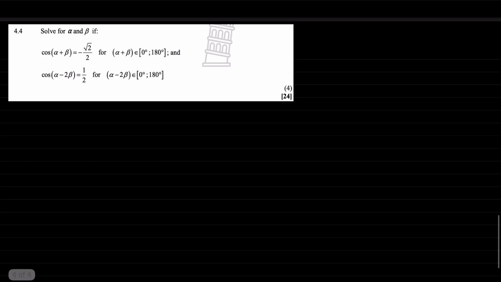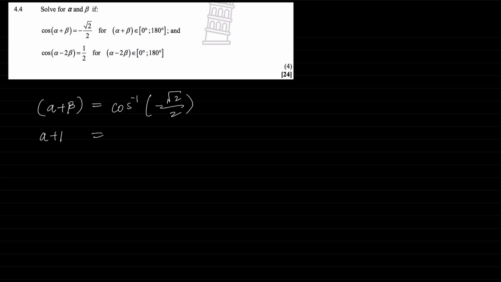Okay, let's move on. Question 4.4. Solve for alpha and beta if. Now, what we can do here, we've been given this. So let's deal with one at a time. So first one, we can solve for alpha plus beta. That's going to equal cos inverse of minus square root 2 over 2. That means alpha plus beta is going to equal, let's put this in the calculator, shift cos minus square root 2 over 2. That gives us 135 degrees.